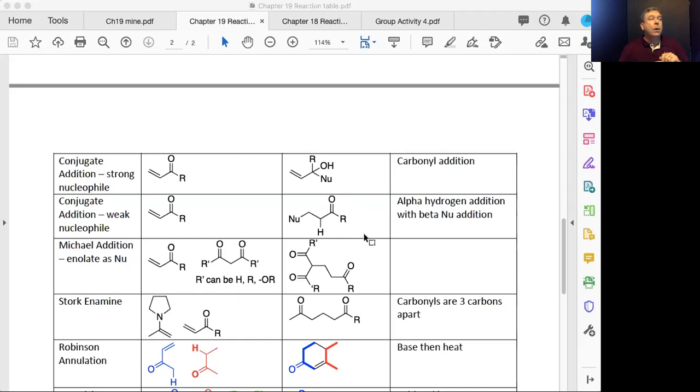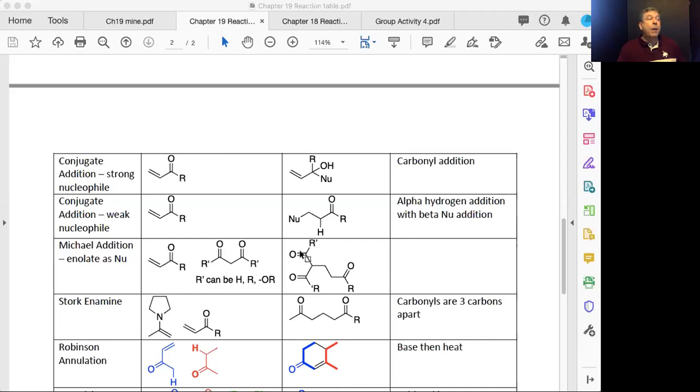Okay. So the enolate derivative of that is what we call the Michael addition. That's where we create our enolate as our weak nucleophile. And so we can end up getting these really multifunctional species from it, but it's the same reaction. This is where our nucleophile was generated here, and we're going to have attachment at our beta position.